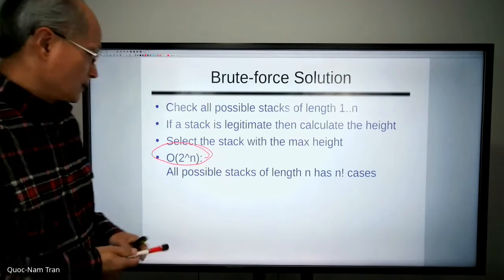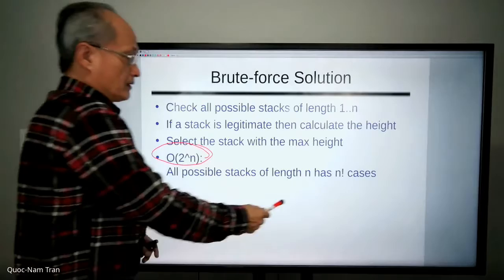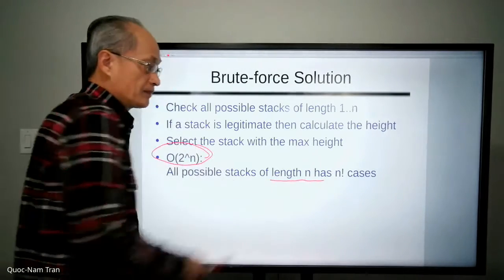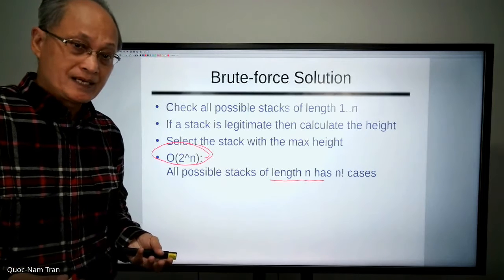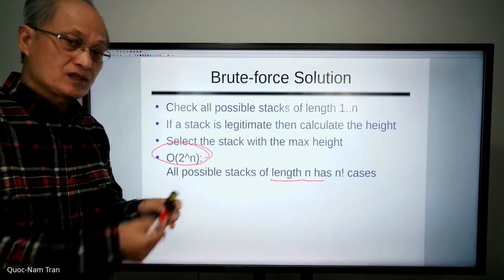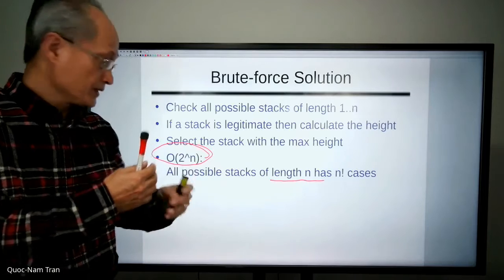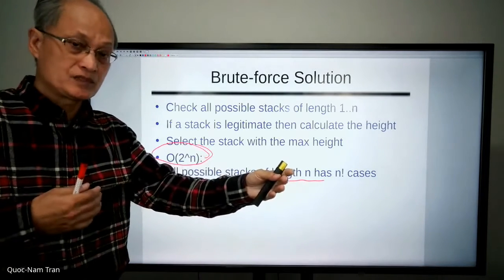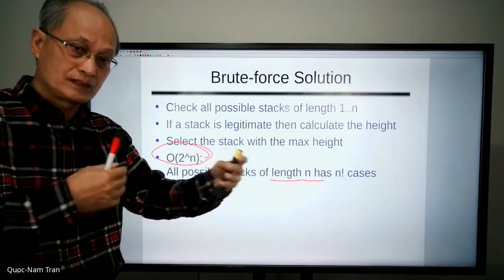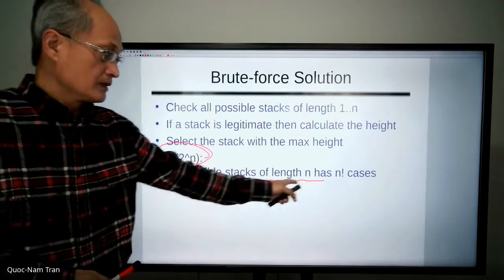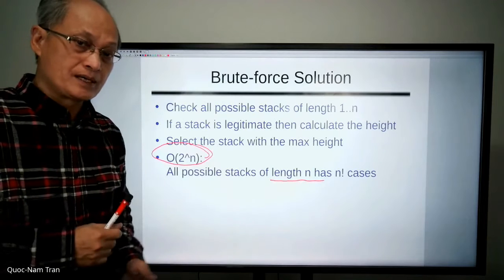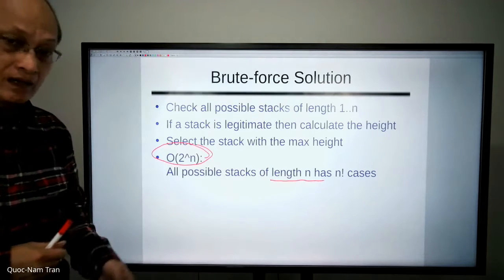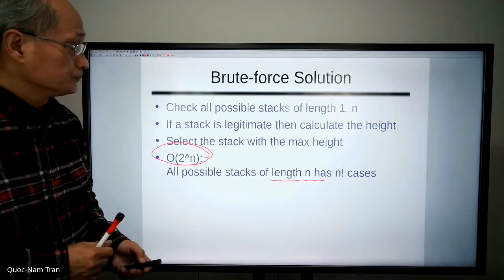Because even with a stack of length n, we have n factorial possibilities, right? So n factorial is only for the stack of length n. We have to check stacks of length 1, length 2, length 3, right? And even with one of them, we already have an exponential number of cases. So this one is not what we want to do.